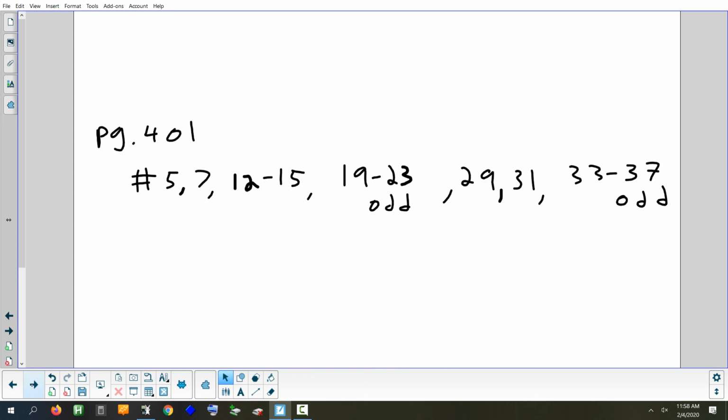Okay. So homework tonight, it skips around a lot, so it's 4, 5, 7, 12 to 15, and then after that it's odds. 19 to 23 odd, 29 and 31, and 33 to 37 just odds. So we'll go over that tomorrow, and then tomorrow will be our last day of new material for the week, and Thursday we'll do a reviewing class for the tests on Friday.